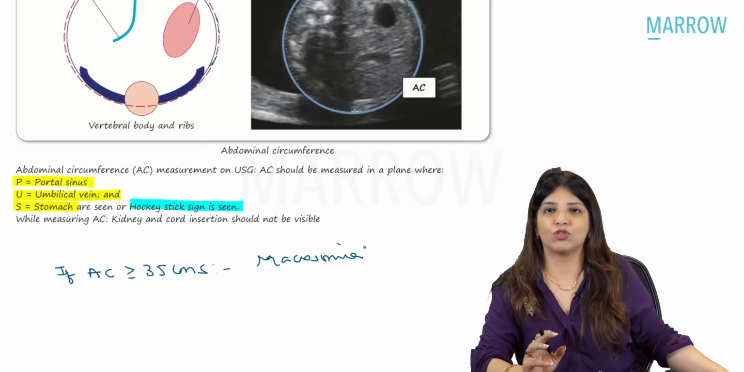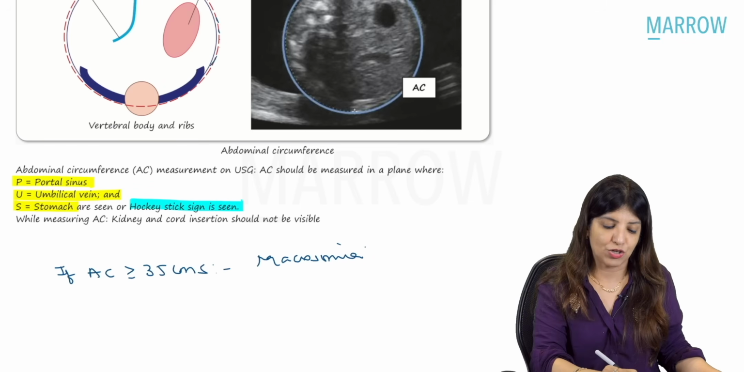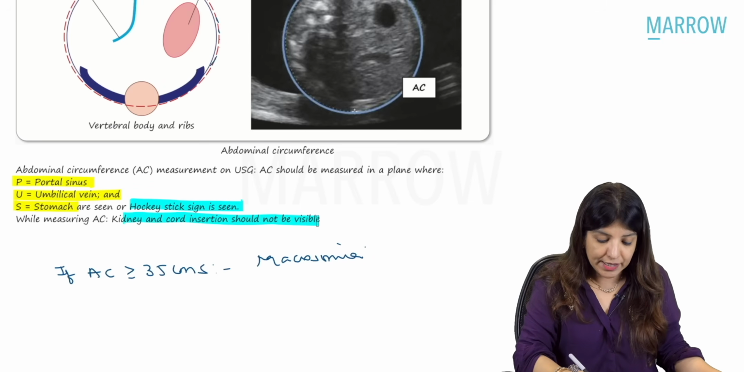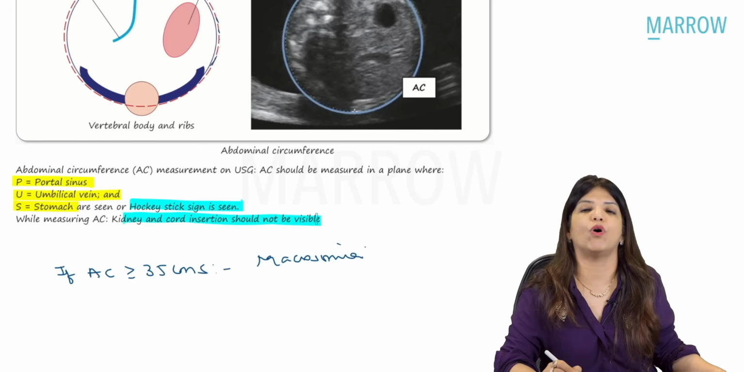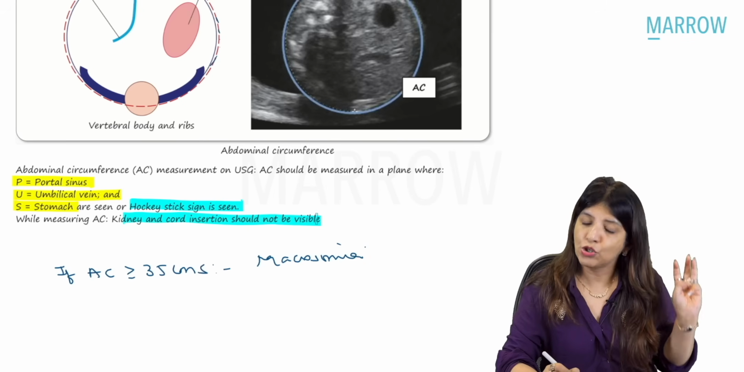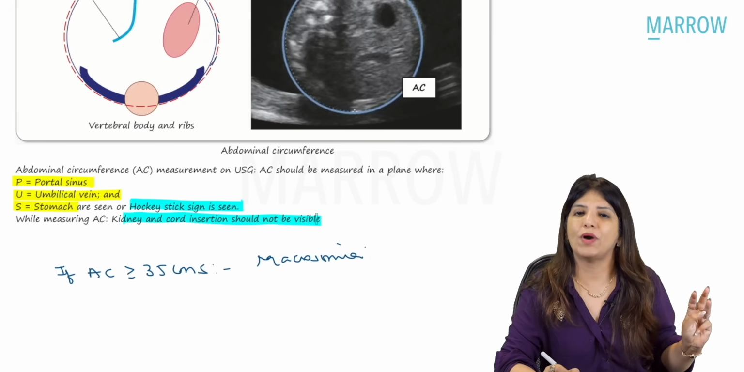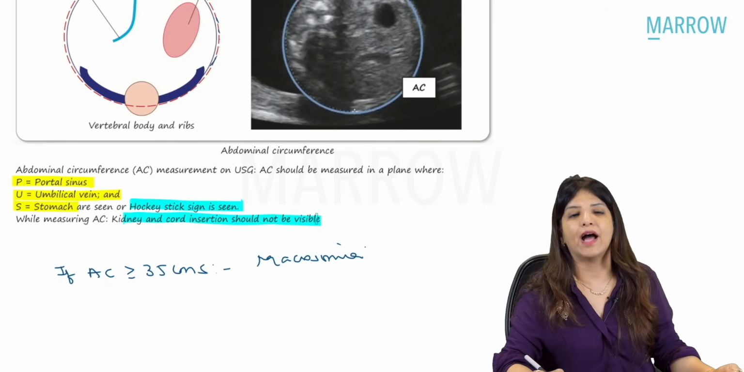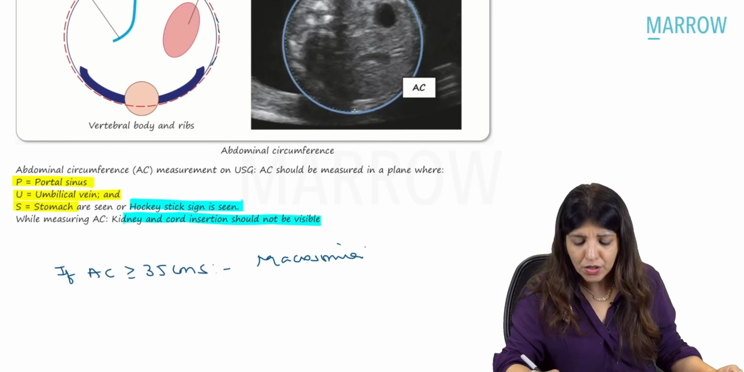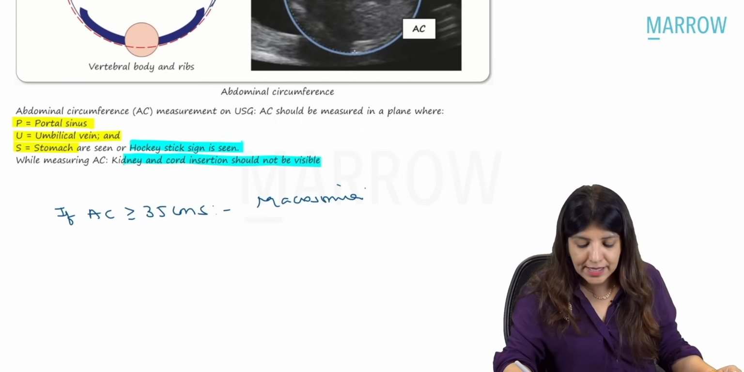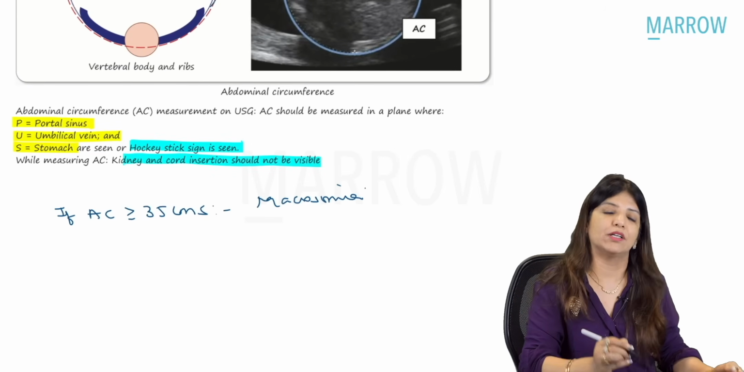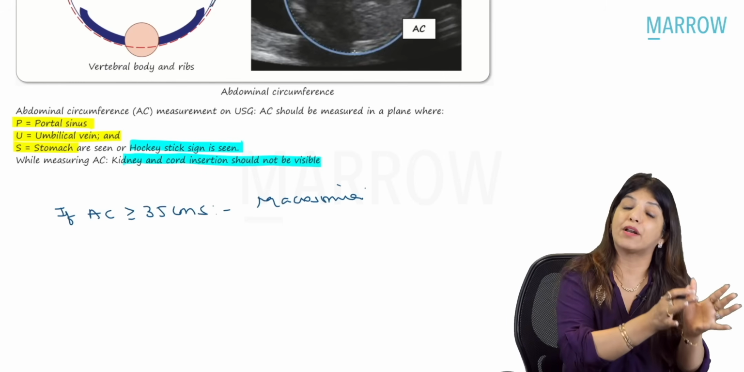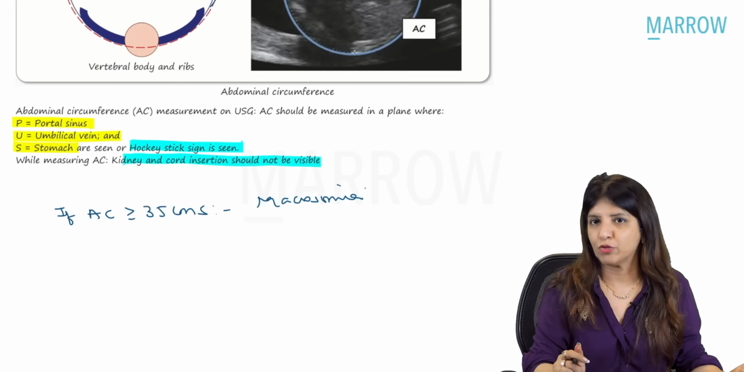Also, one thing which you have to remember is that whenever you are measuring the abdominal circumference, kidney and cord insertion should not be visible. 3 structures which should be visible are portal sinus, umbilical vein and stomach, and 2 structures which should not be visible are kidney and cord insertion, right? Okay. Now, is there any better method? You know, this is the best ultrasound parameter to know about abdominal circumference.